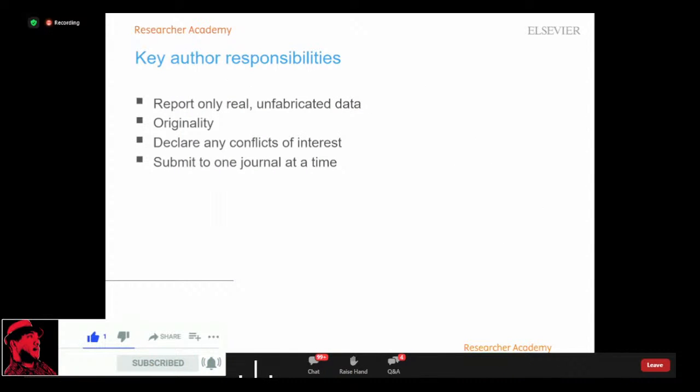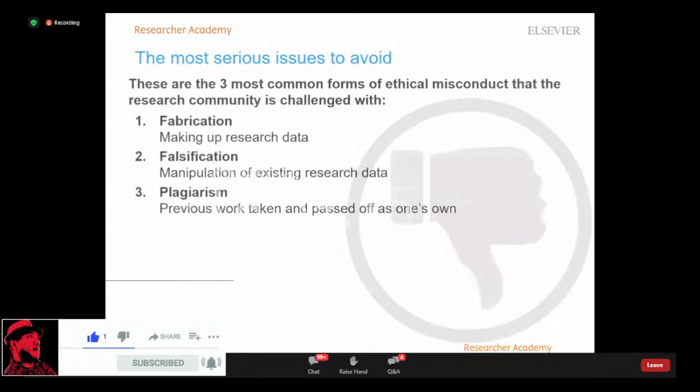Some of the key author responsibilities, really important as well. Report only real and unfabricated data. Make sure that your work is original, so that it's not plagiarized. Declare any possible conflicts of interest. And the conflict of interest here, of course, would be that you're doing research, right? But you have certain interests, either with a company or in any other way or form that can basically lead to a certain bias. And again, really make sure to only submit to one journal at a time.